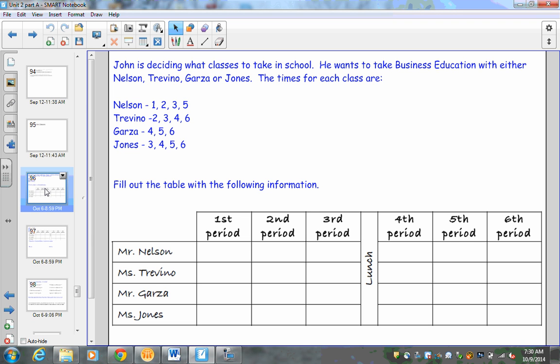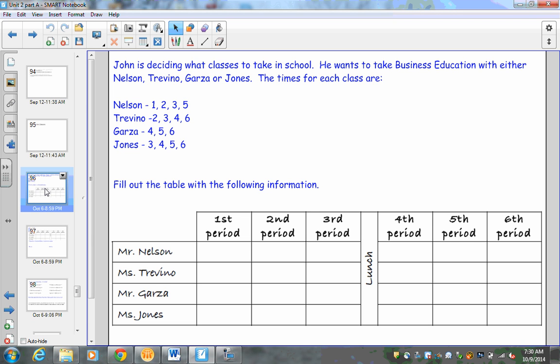Alright, so John is deciding what classes to take in school. He wants to take business education with either Nelson, Trevino, Garza, or Jones. The times for each class are as follows. So Nelson is first period, second period, third and fifth period. Trevino's second, third, fourth, and sixth, and so on and so forth.